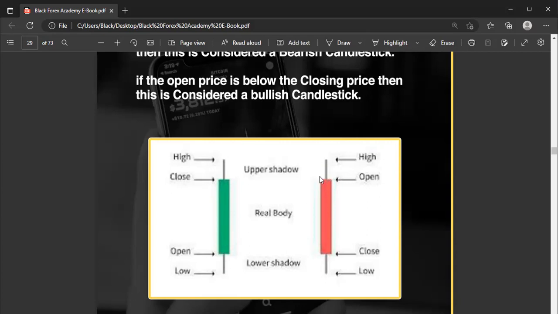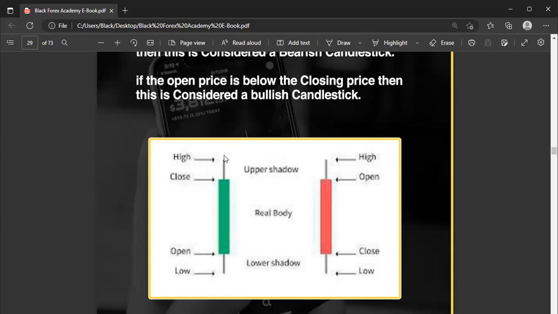We call them the wicks, or some other people call them shadows, as prices reached there but then were rejected, right? So for instance, in this bullish candlestick, if prices opened here and then closed here, but you see there's a wick up here, what this means is that at a specific time in that time range, so if it's a daily time frame, within the day, there was a time where prices reached up here, but then they were rejected and then closed here.